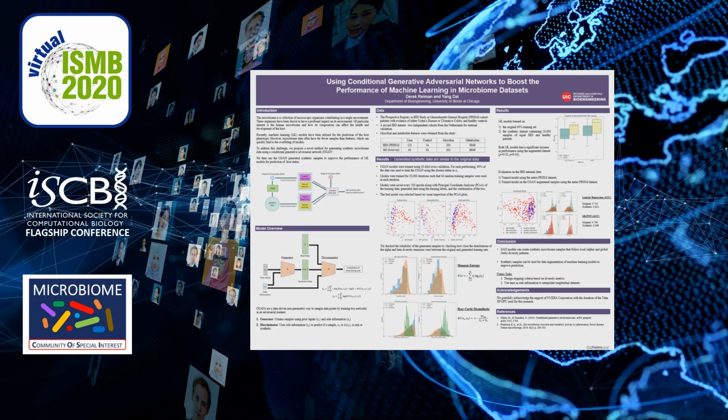In our study, we will use two datasets of patients with inflammatory bowel disease, or IBD. The first dataset is from the Prospective Registry and IBD Study at Massachusetts General Hospital, which we will call PRISM. Additionally, we used a second IBD dataset consisting of a combination of two independent cohorts from the Netherlands for external validation. Microbial and metabolite features were obtained from the study in the form of relative abundance.